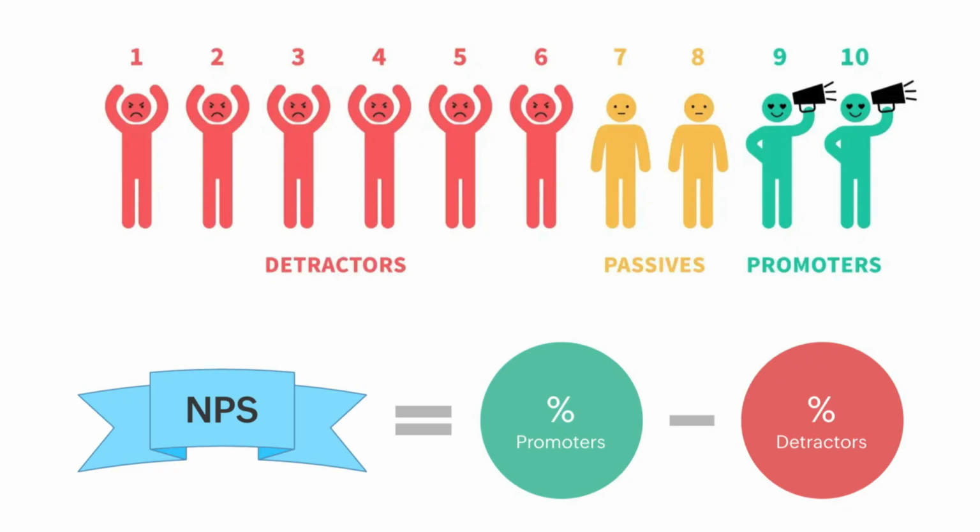And then we're going to use our promoters, which are 9s and 10s, and our detractors, which are anything that's lower than 6. These are people who are maybe not happy with the brand, they have negative feedback, and our promoters, which are going to be our go-getters, is going to be our target audience.